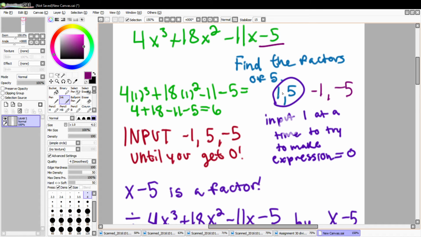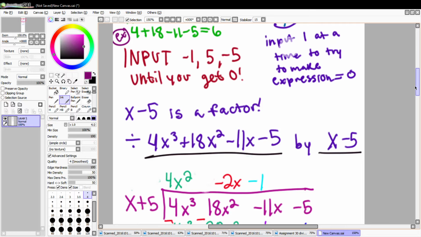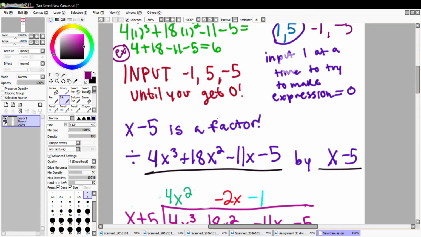You're going to input each of these numbers back into the x values of your equation and see if you can set it equal to 0. You can see right here on my example, I've inputted 1, that sets it equal to 6. You're going to keep putting it into -1, you're going to put in 5, you're going to put in -5 until you get 0. The one that makes it is x minus 5.